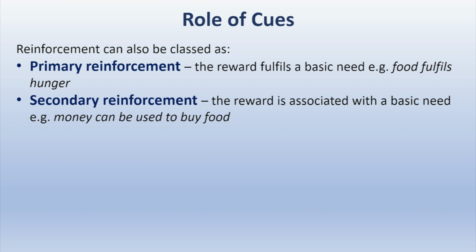Okay, so if you want to write this into your booklet, just leave a bit of space for your example. So primary reinforcement is where the reward fulfills a basic need. And then an example there, food fulfills hunger. So when you eat, that fulfills the basic need of obviously needing to eat food. So do you want to write that into your booklet on page 18?